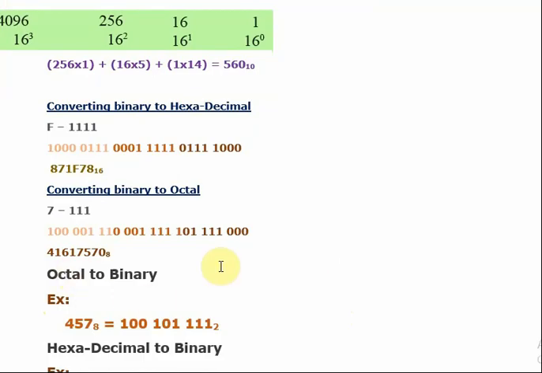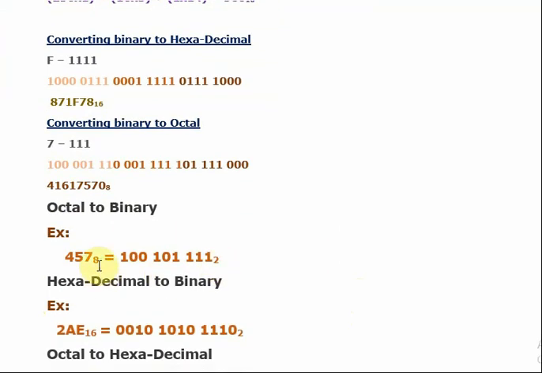Then octal to binary. Now this is the octal number. If you want to represent it in binary, each and every digit you take separately. 7 you represent separately using only 3 bits, then 5 using another 3 bits and 4 using another 3 bits. Finally you can write: 457 octal value is equivalent to 100, 101, 111 binary.